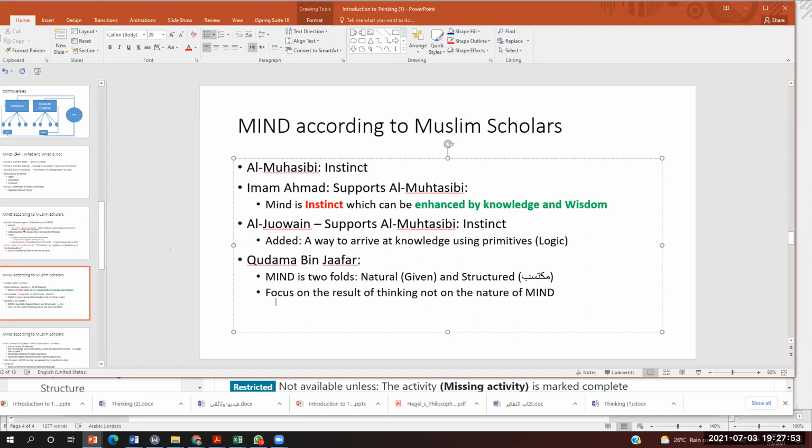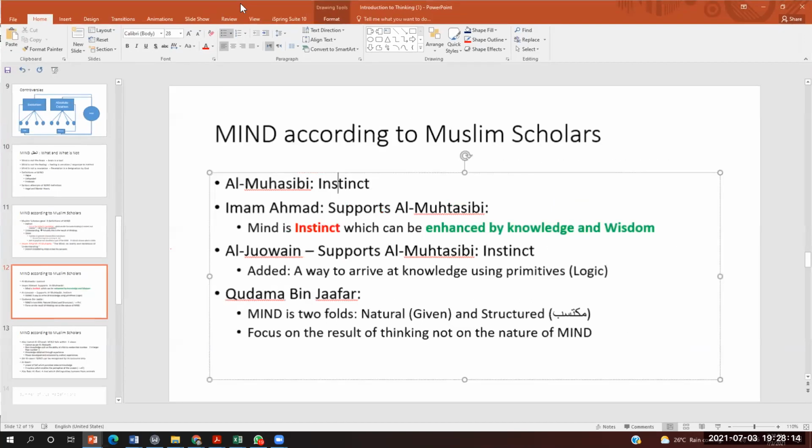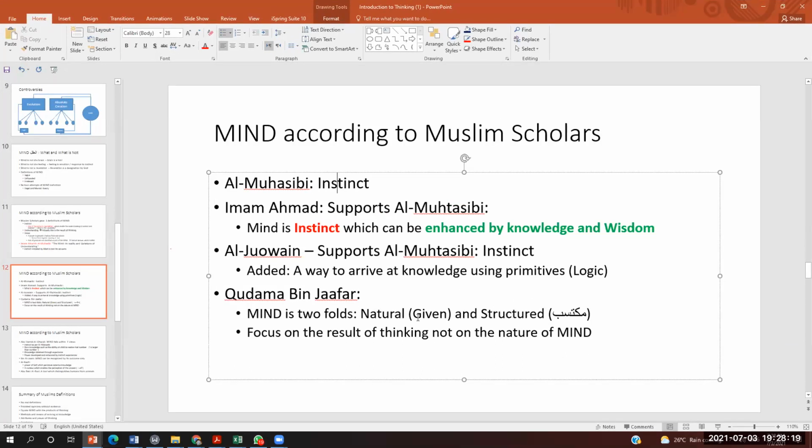which are, again, subject for discussion, and focus on the result of thinking, not on the nature of mind. In his way of definitions, he looked at the results. He looked at things which contributed to the knowledge of people, and based on that he came to the conclusion that the mind, there are two types.